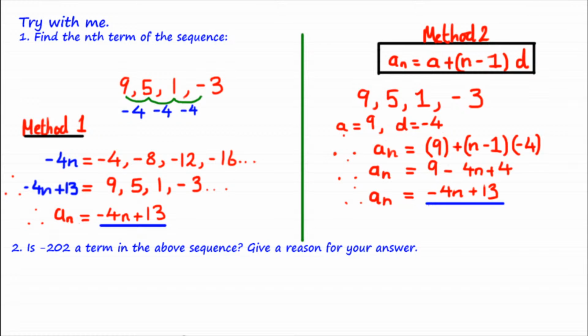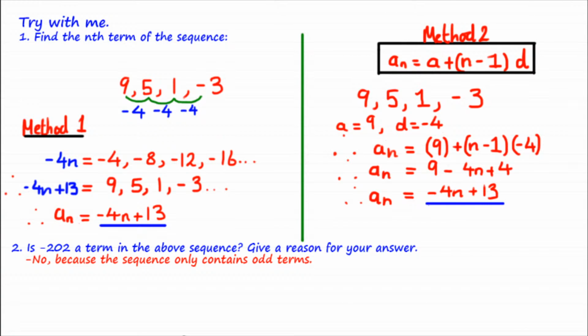I'm seeing good answers here. Okay, now there's two ways you can look at it. You can look at it just by inspection. So if you look at the terms, you can clearly see that all our terms, 9, 5, 1, minus 3, they're odd, aren't they? And minus 202 is an even number. That's an easy answer. Students sometimes try to think too hard. So it can't be a term of the sequence. If we continue to subtract 4, you clearly see that this can't be a term of the sequence.